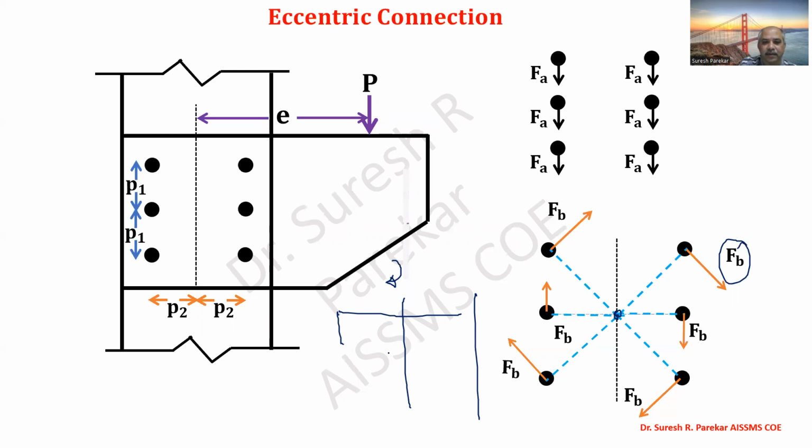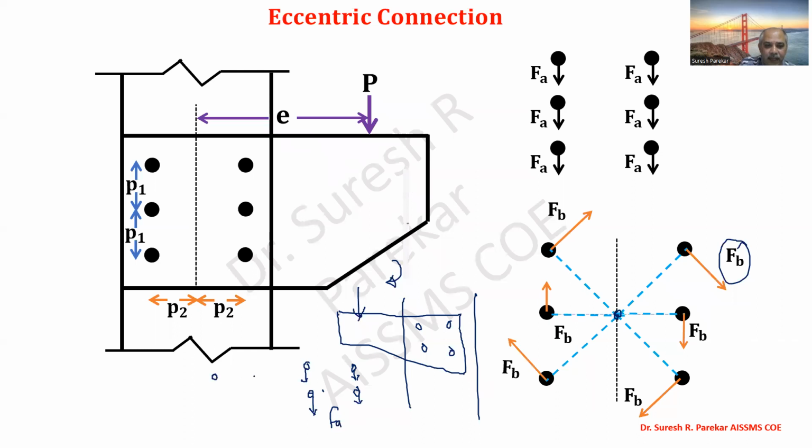Now he may draw the connection in this fashion, and then you have load here, and he may ask you to draw the FB value in this bolt. So you have to keep in mind, in this case, we have these bolts. So FA value, we draw in the same fashion. So likewise, but keep in mind, this is FA.